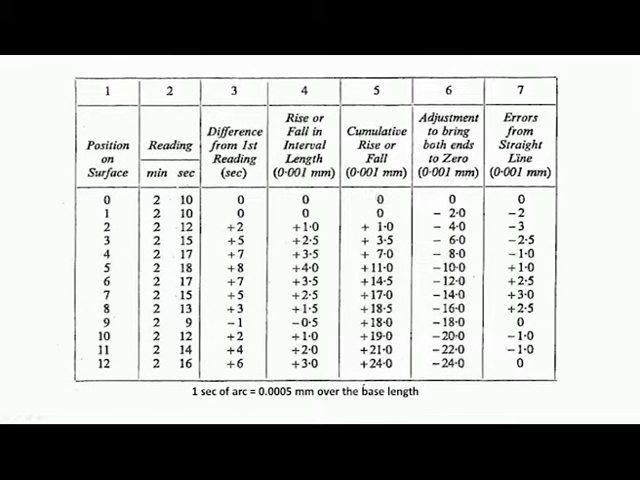Now, we will take a case study. We have taken some readings. This is a position on the surface that is to be tested. 12 positions are there, and then the reading in minutes and seconds. This is the reading of the spirit level or autocollimator. In the first position the reading is 2 minutes 10 seconds, in the second position also 2 minutes 10 seconds, like this up to 12 positions we have taken the readings, and then the difference from the first reading. This is the first reading.